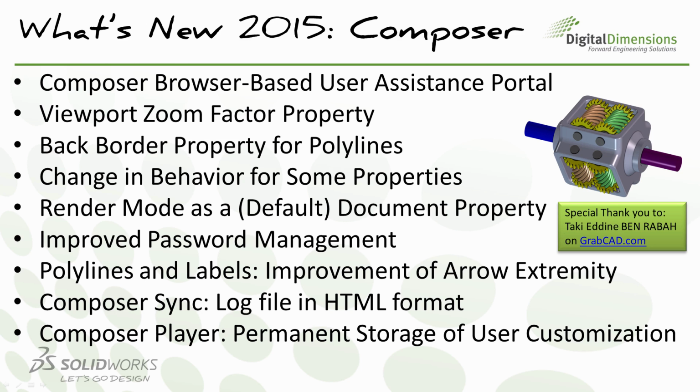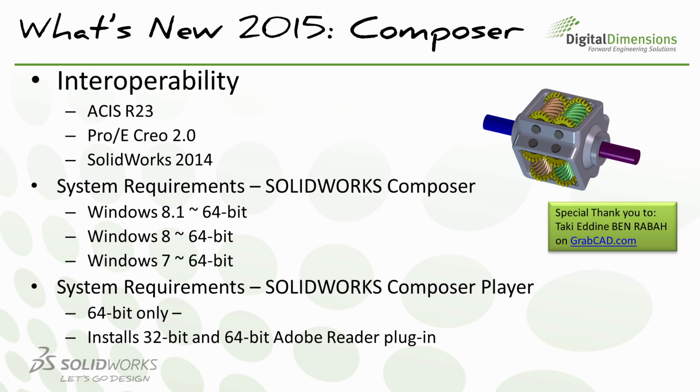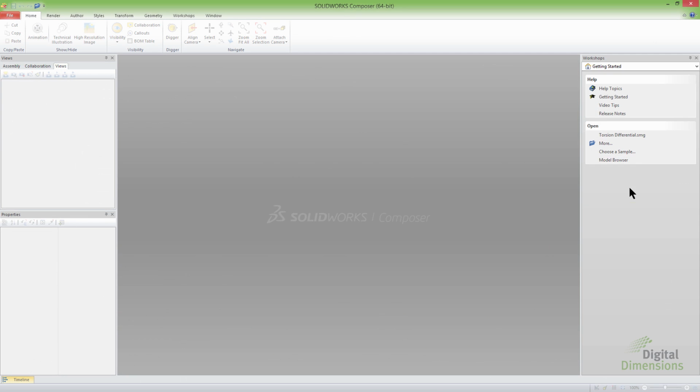Alright, so here's the quick rundown of the new items for 2015 Composer. It's a pretty short list, but there's some good stuff in here. I also wanted to bring up the changes as far as the system requirements. You'll be able to open 2014 SOLIDWORKS files still, along with Creo and ASYS. There is only a 64-bit of the SOLIDWORKS Composer and the SOLIDWORKS Composer Player for this release. So this is falling in line with the rest of SOLIDWORKS. They're actually obsoleting the 32-bit version for the 2015 release.